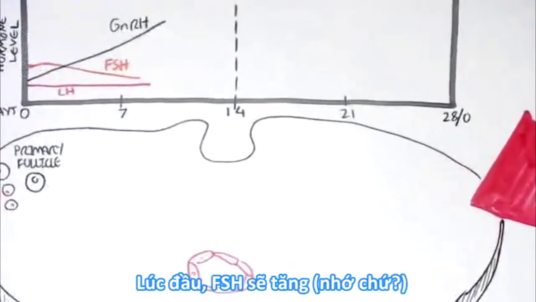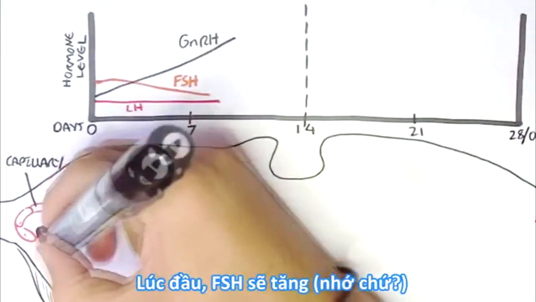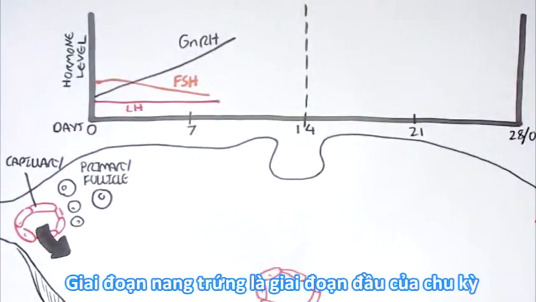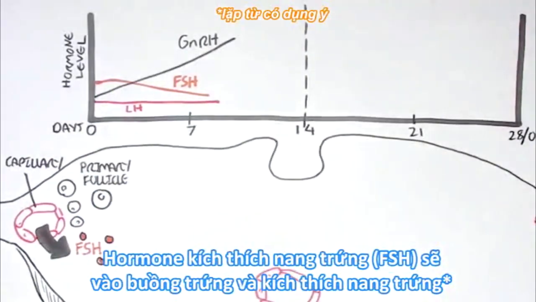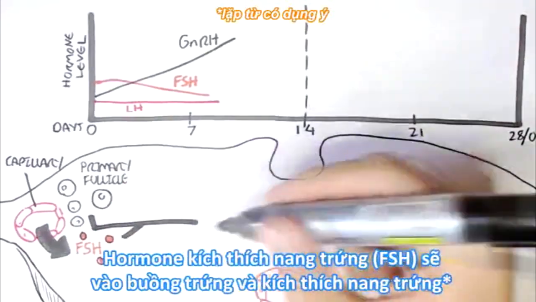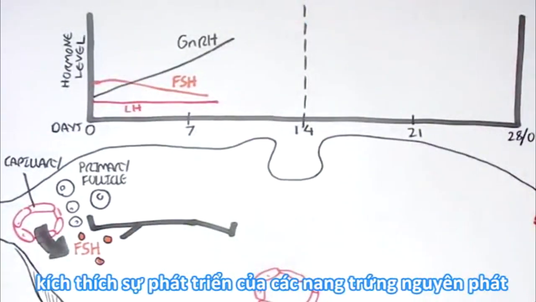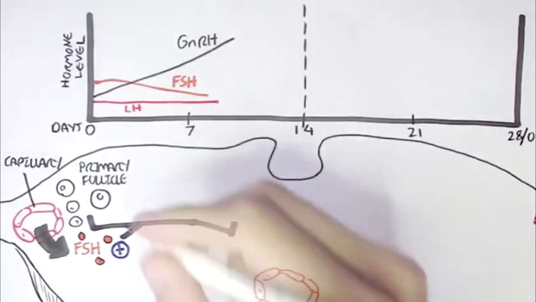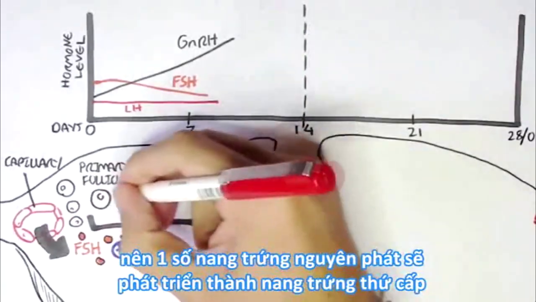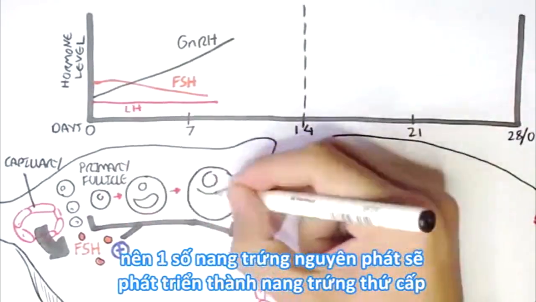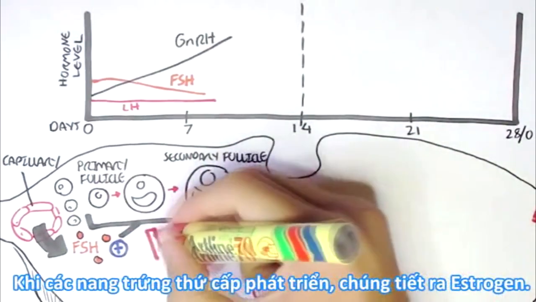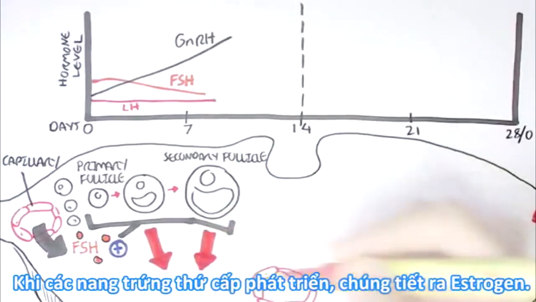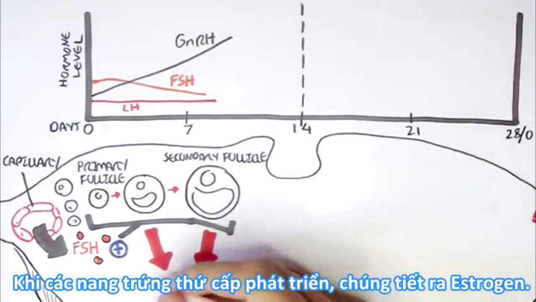So follicle stimulating hormone initially rises, remember? Because the follicular phase is the first phase of the menstrual cycle, follicle-stimulating hormone will enter the ovaries, and what they will essentially do is stimulate follicle maturation of these primary follicles. And so some of these primary follicles will mature into a secondary follicle. I'm only drawing one secondary follicle for simplicity. While these follicles are maturing, they produce another hormone called estrogen.